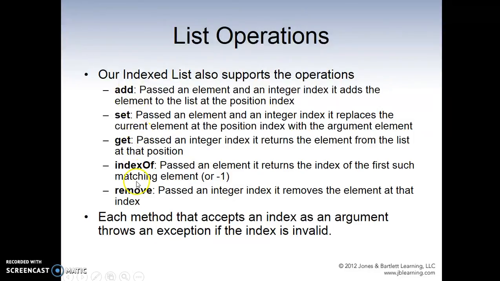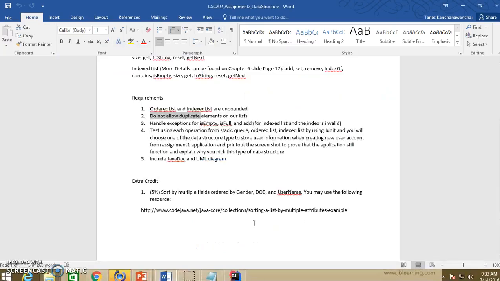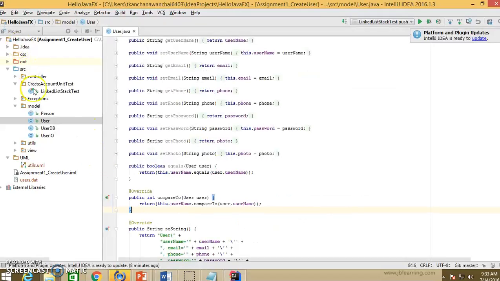This is for indexed list. We can add to the specified index. We can set to the specified index. Get from the index and return the object back. Remove, indexOf: let me put in the object, and it returns the index of that object. Remove from the index specified. So this is an interface that we're looking at, right? The List interface with the operations that we just defined, and an interface that extends it to have add, set, get, indexOf, and remove.